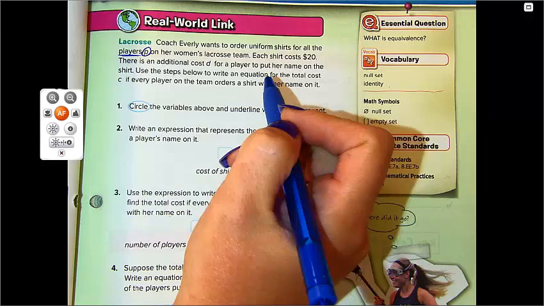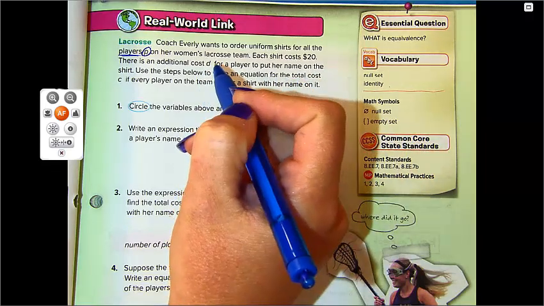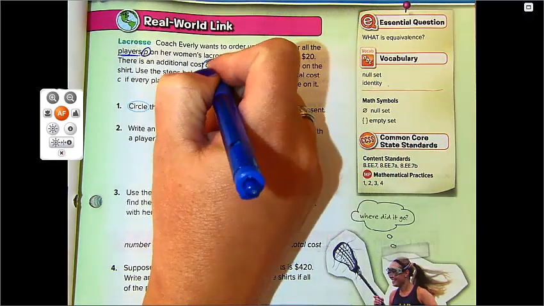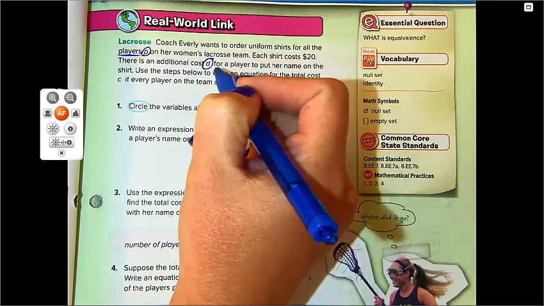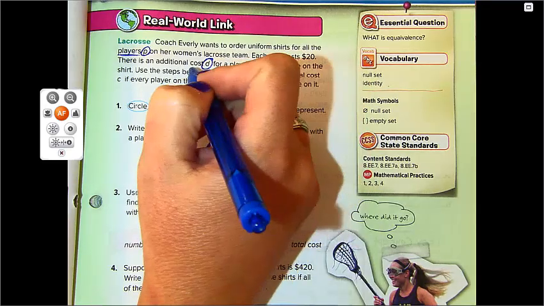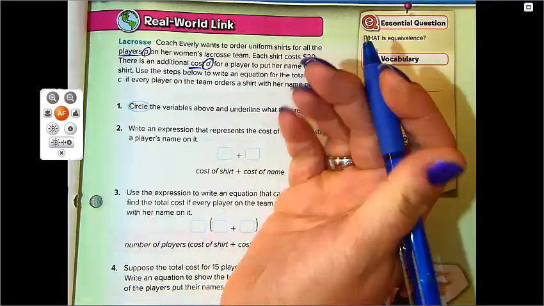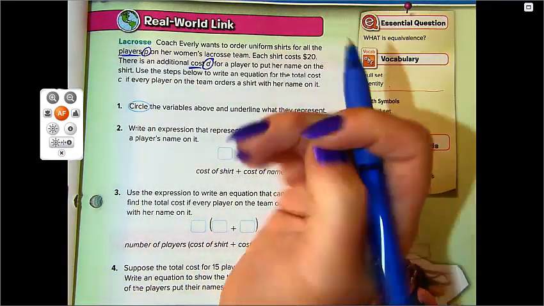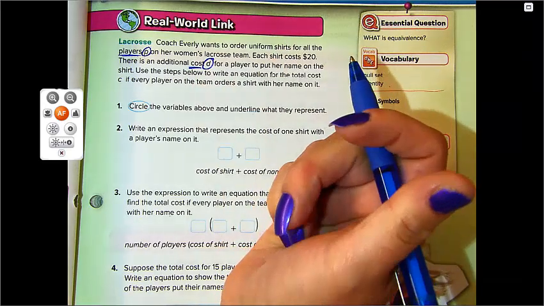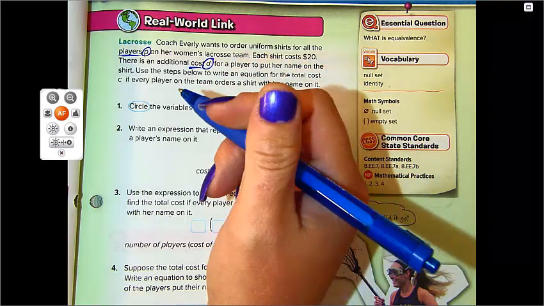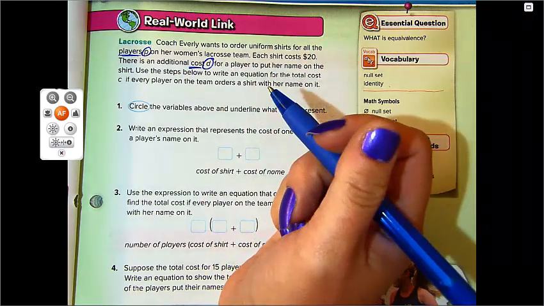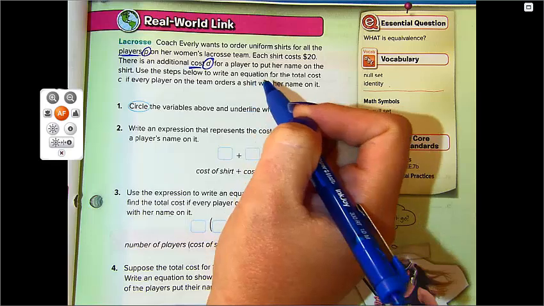And if I keep reading, each shirt costs $20. There's an additional cost, D, so there's another variable, for a player to put her name on the shirt. Well, D represents a cost. That was what D stands for. Now, why they didn't use C, I don't know. I would have used C, but in this case, the authors of this book use D to stand for additional cost if they want the name on the back of their shirt. So use the steps below to write an equation for the total cost.